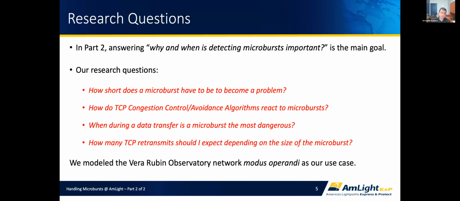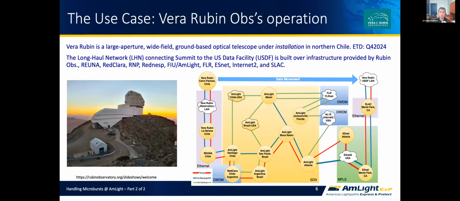So again, to help us answer all those questions, we need a use case. This use case will be the Vera Rubin Observatory network modus operandi. And for those who have never heard of Vera Rubin Observatory, we have a good representation today. So KT is here, there are more people here. So if I say anything that is incorrect, please correct me.